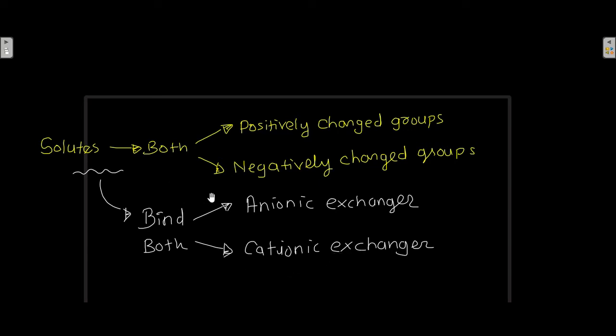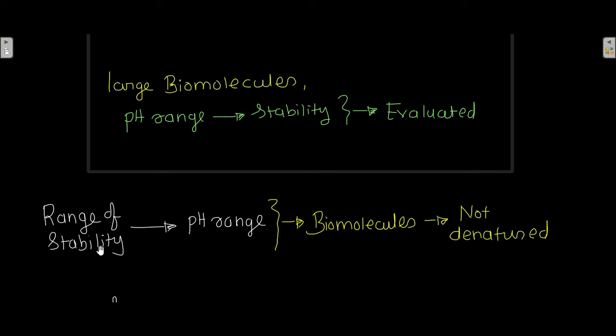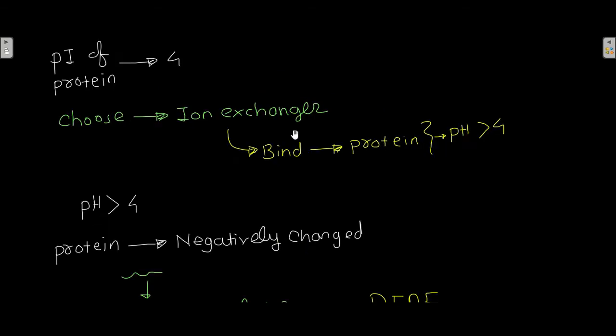This should happen. But when one is dealing with large biomolecules, the pH range of stability must be evaluated. This range of stability of a particular biomolecule is the pH range in which the biomolecule is not denatured. Now consider a protein.